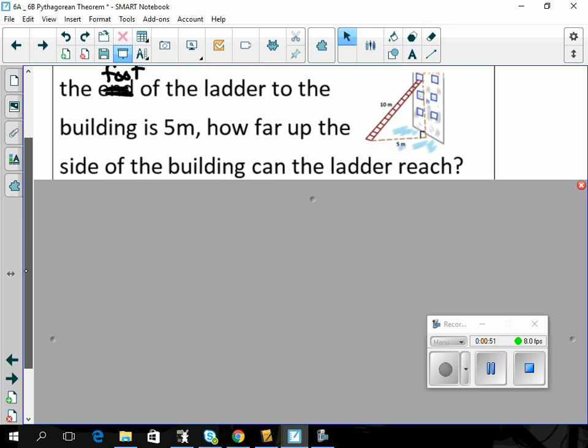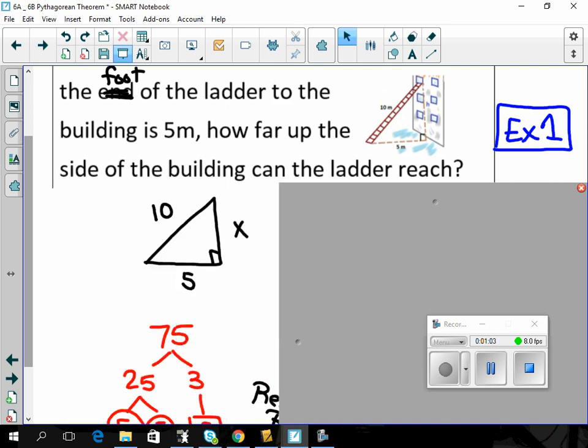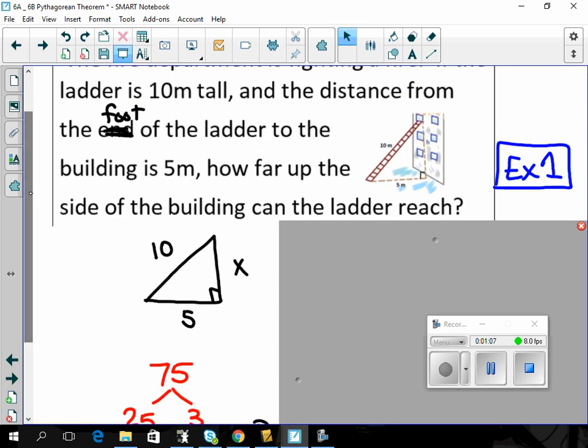So what I want you to do for example 1 in your notes is copy down the picture that is associated with this problem. The picture should look like this. The ladder is the 10 because it says that the ladder is 10 meters tall. The distance from the foot of the ladder to the building is 5, and we're looking for how far up the side of the building it can reach. So this is the example I'm looking for.